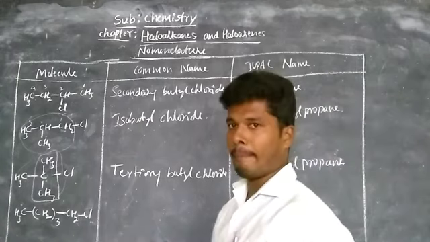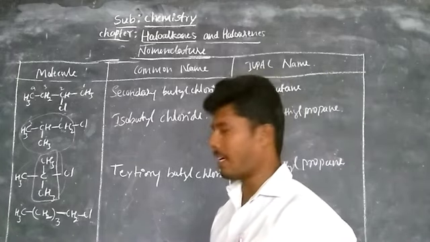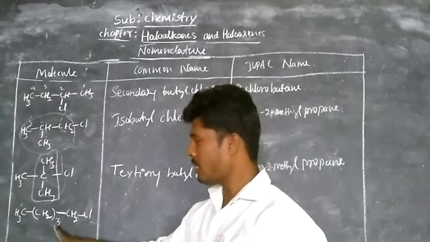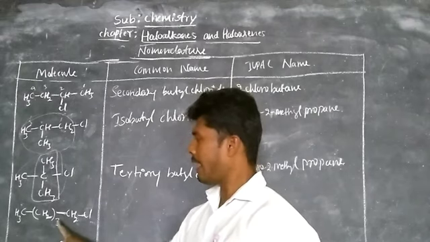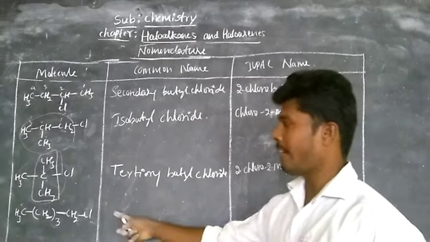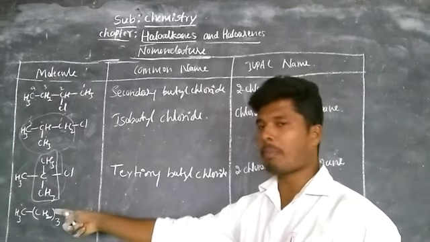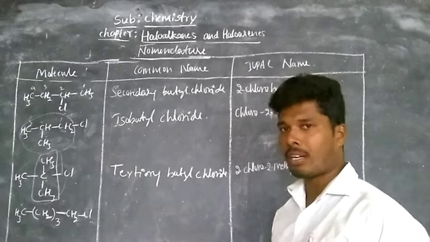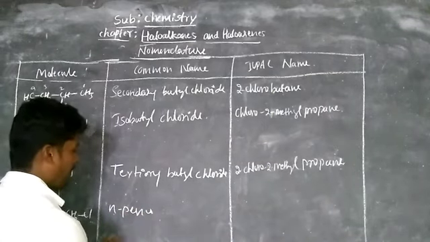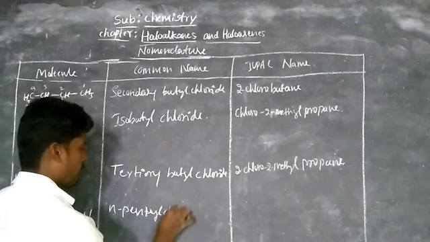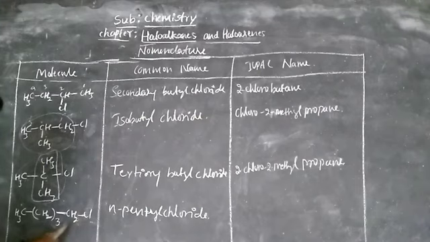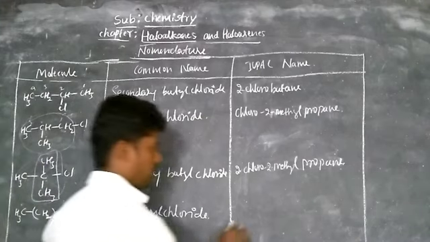Similarly, write for this one. How many carbons are there in the longest parent chain? 1, and here there are 3 more. 1 plus 3 is 4, 4 plus 1 is 5. 5 carbons are there, right? So if 5 carbons, the root word is pent, and this is normal, meaning linear. So n-pentyl chloride is the common name, or you can write pentyl chloride. And the IUPAC name for haloalkanes is chloropentane.